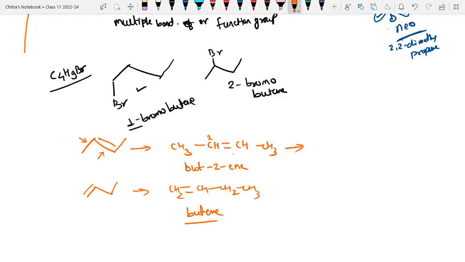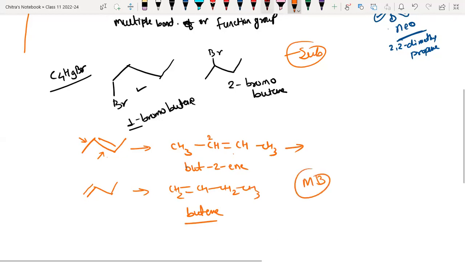So the first example is for substitution, the second is for multiple bonding, and now we are going to understand it for functional group. Here I'm taking a 3 carbon chain, and on the first carbon we have an OH group. So it is propanol. Prop is for 3 carbons.